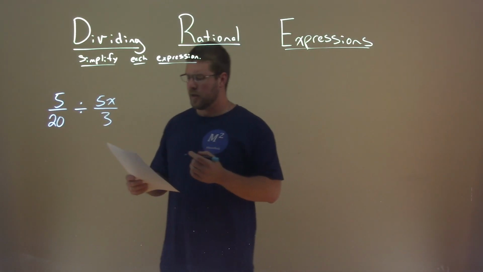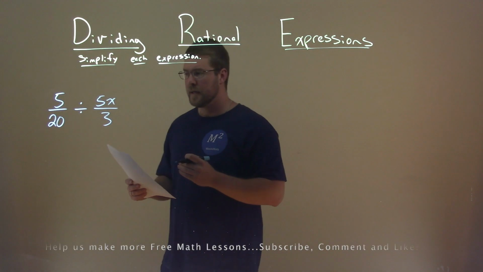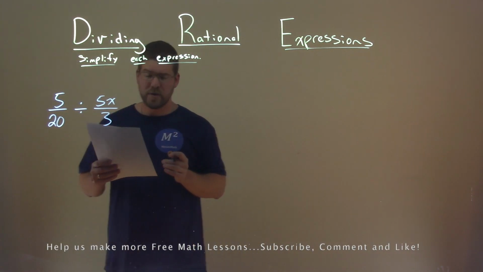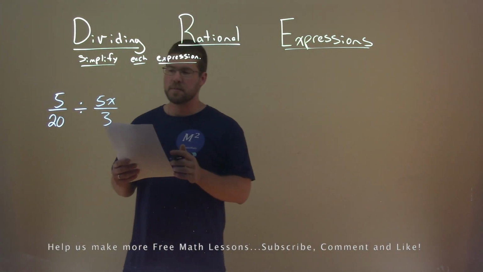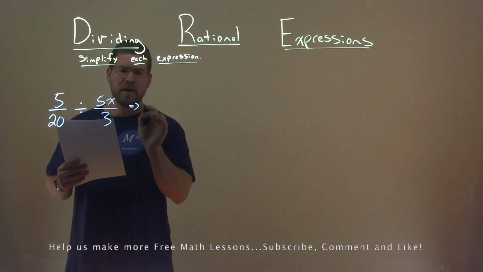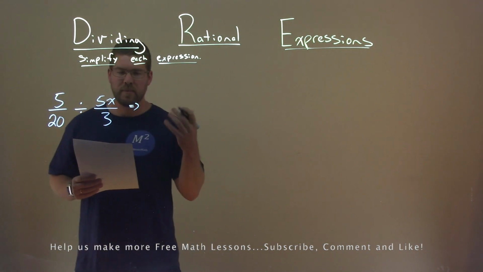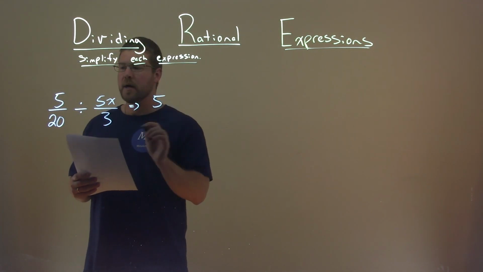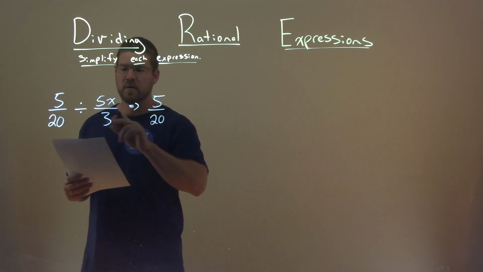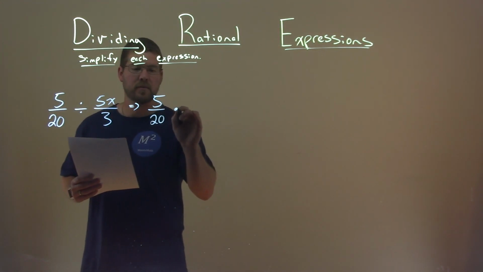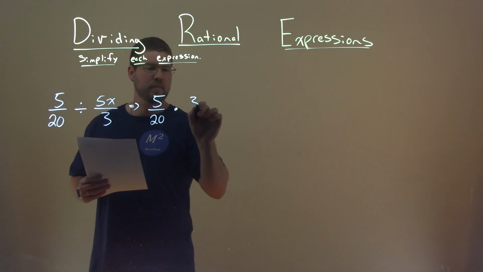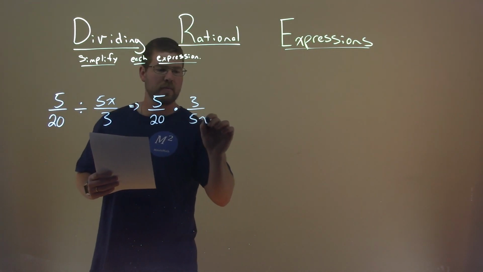We're given this problem right here. 5 divided by 20 divided by 5x over 3. And we need to simplify this expression. This is a division problem, and I like to rewrite these as multiplication. It makes it easier to see. So 5 over 20 stays where it is, but instead of division, we have multiplication. Flip the second fraction, 3 over 5x.